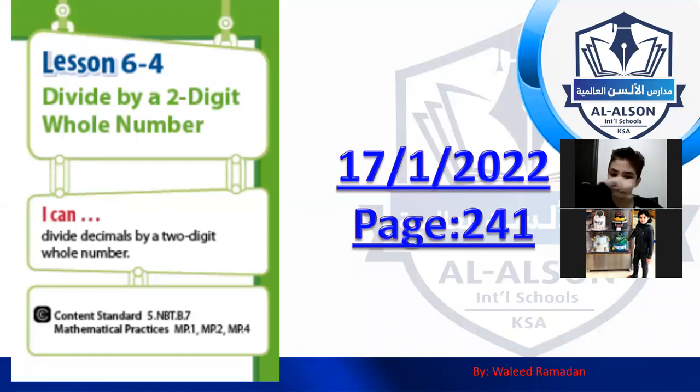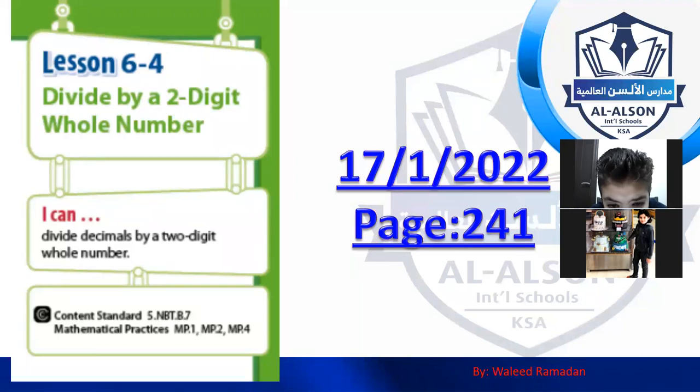talked about how to handle the decimal point when you face a problem with the decimal point in the quotient or in the dividend. To continue dividing, you must raise the decimal point in the same position in the quotient. So this is our lesson today.